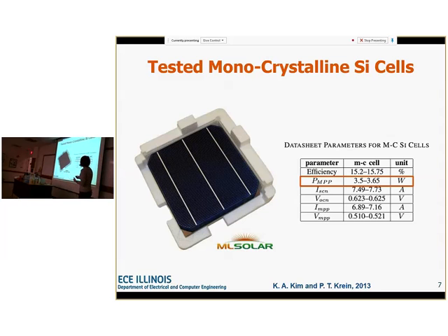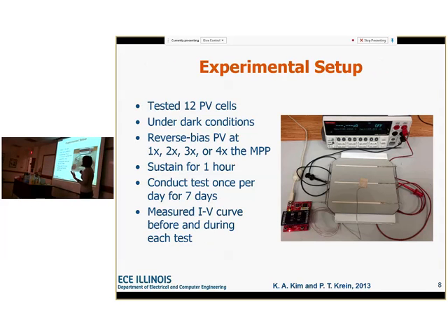So based on these cells, we set up 12 different cells, and we're looking at them under dark conditions because it's easier to test. Also, they would be shaded if they're reverse biased, but we're not sure exactly how much they'd be shaded, so just to make them all the same, we're doing them under dark conditions, so no light.